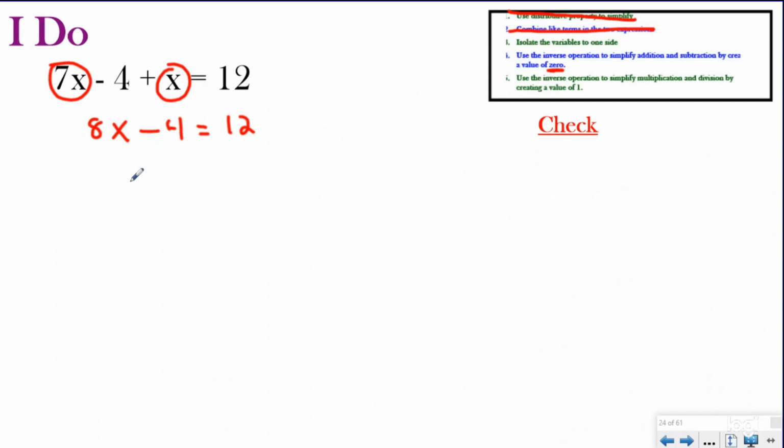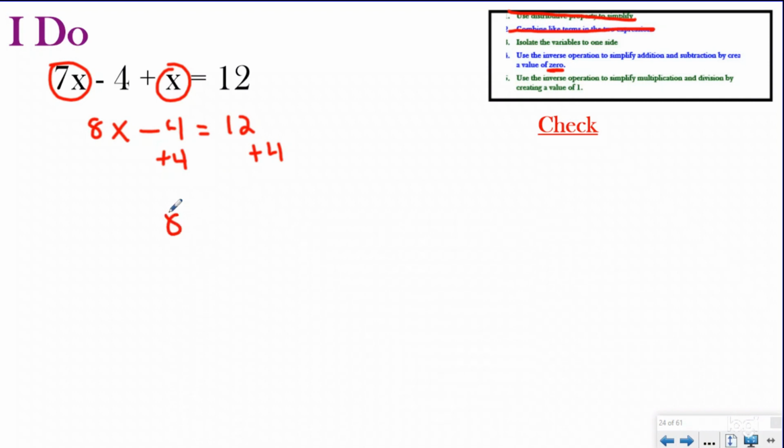Now, because we know our scale is balanced, if you go back to your hands-on equations, whatever you do to one side, you need to do to the other side to make sure that you keep it balanced. So if I'm going to add a positive 4 here to make a 0 and cancel my negative 4 out, I need to do the same thing over here to make sure my equation stays balanced.